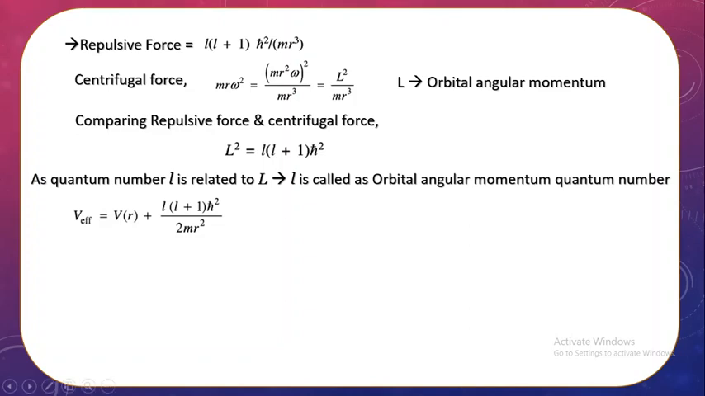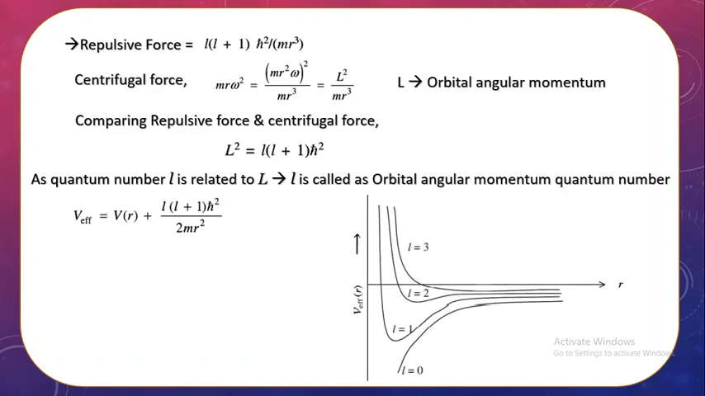Here we have observed that V effective, or effective potential, is the sum of attractive potential V of R and repulsive potential l into l plus 1 into h cross square by 2 m r square. If you plot a graph of V effective as a function of R, we can observe this type of nature. This nature we have come across while we studied the Lennard-Jones potential. If you can recall, it is very good, or you can just go through it.